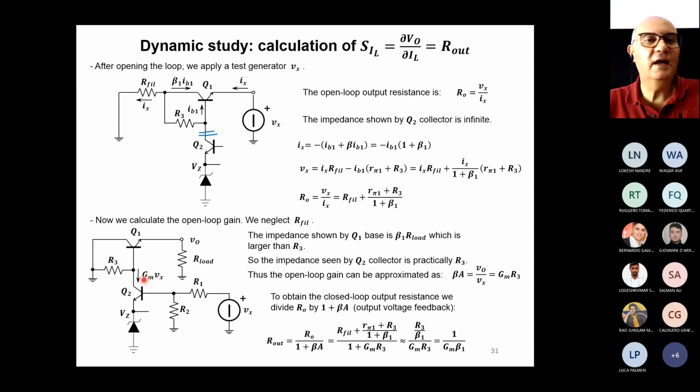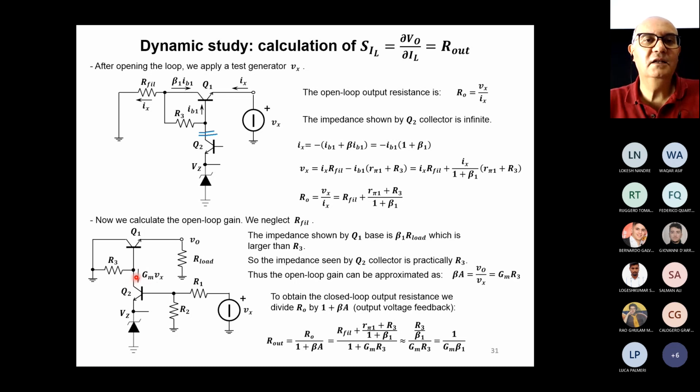And this GM considered everything: resistance R1, resistance R2, the dynamic resistance of Vz, the R pi, everything was inside this GM capital letter. Okay, so this means that for me it's easier, starting from the value of GM, to calculate the gain of the system. What is the gain of the system, basically? The gain of the system is, in this case, simply given by the product of the collector current of Q2, that is GM Vx, times what the collector sees.